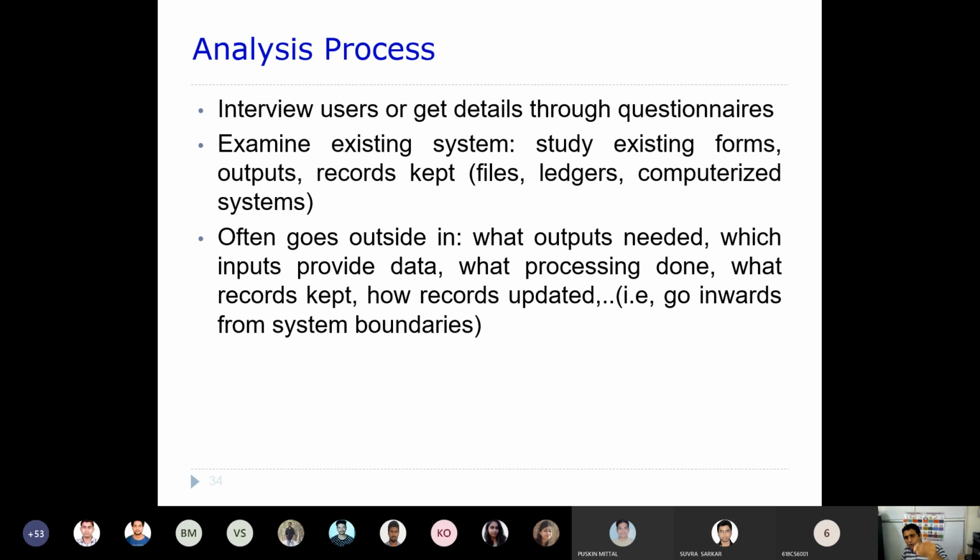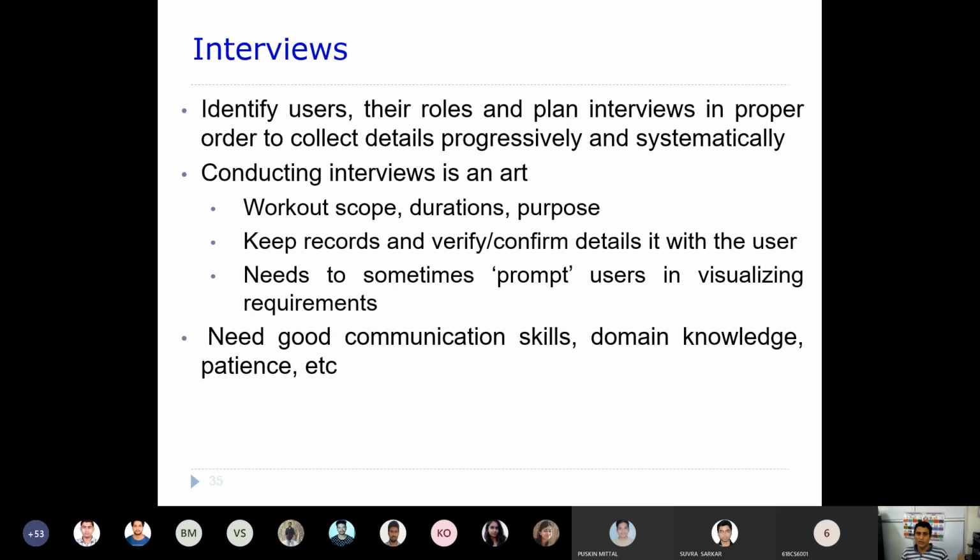First the input and output, and then what processing is involved inside, and what records are kept. That means what records need to be stored in the form of some database, and how you are going to update those records. So slowly from outside to inside of the system you are moving when you are going through any sort of analysis. Now identify users and their roles and plan the interviews, because you need to systematically identify the users and their roles, and accordingly plan different interviews.